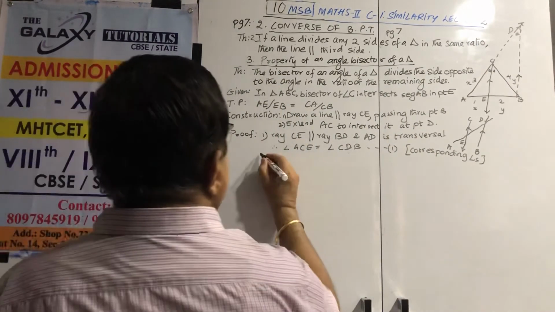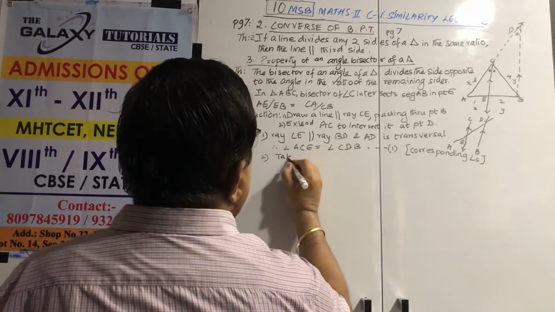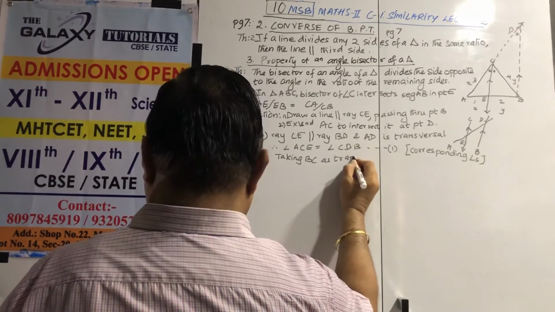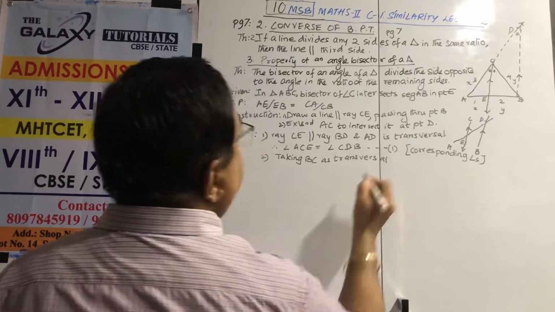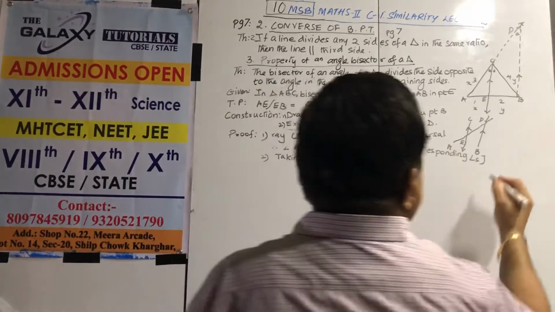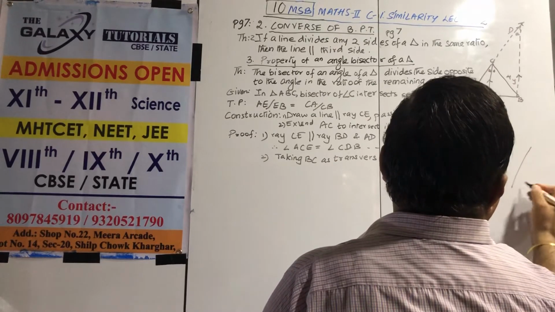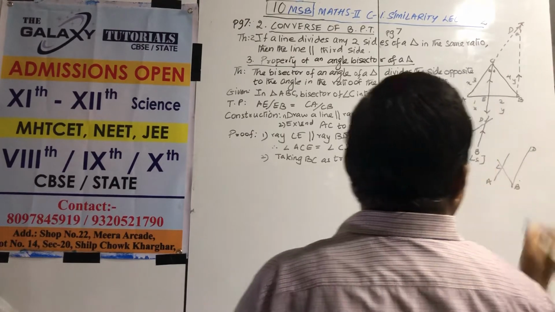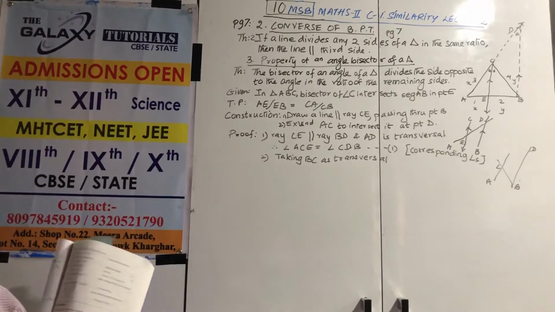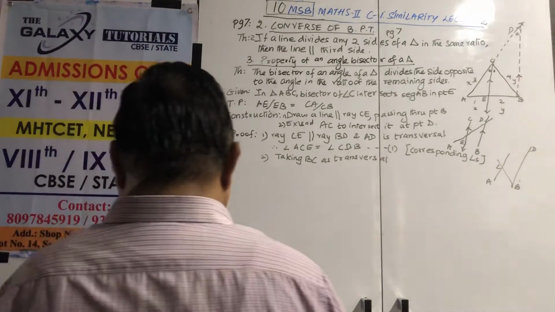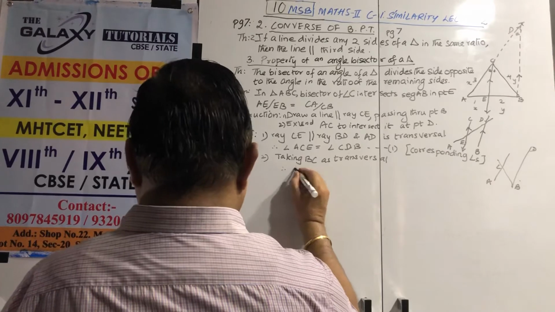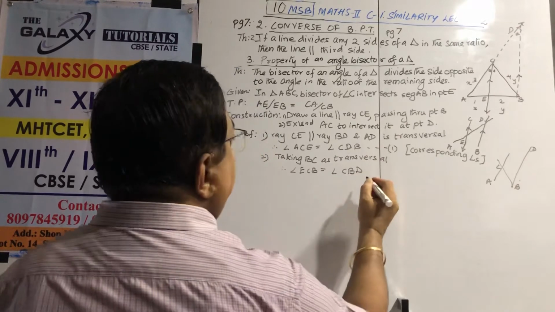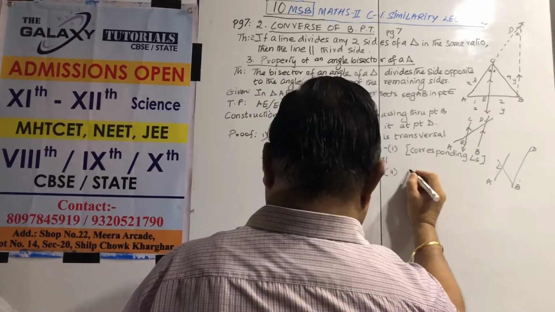Now second, taking BC as the transversal. Now we change the transversal. We now take BC. So I have lines which are parallel and I take BC as the transversal. Okay. Here I will have, therefore angle ECB is equal to angle CBD. Number 2, alternate angles.